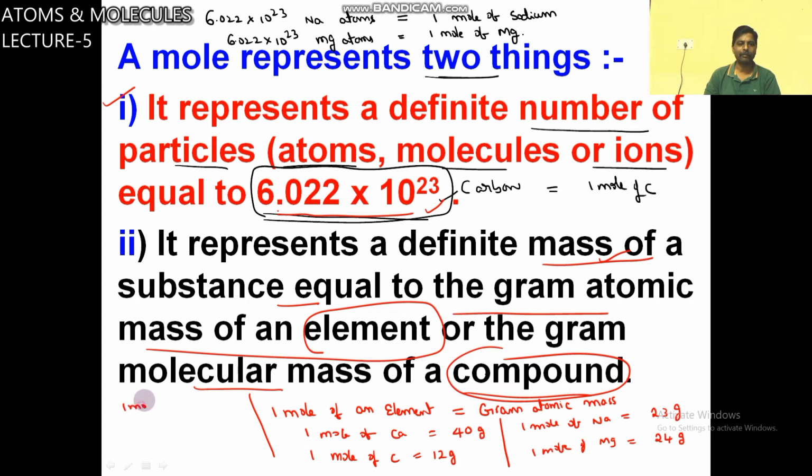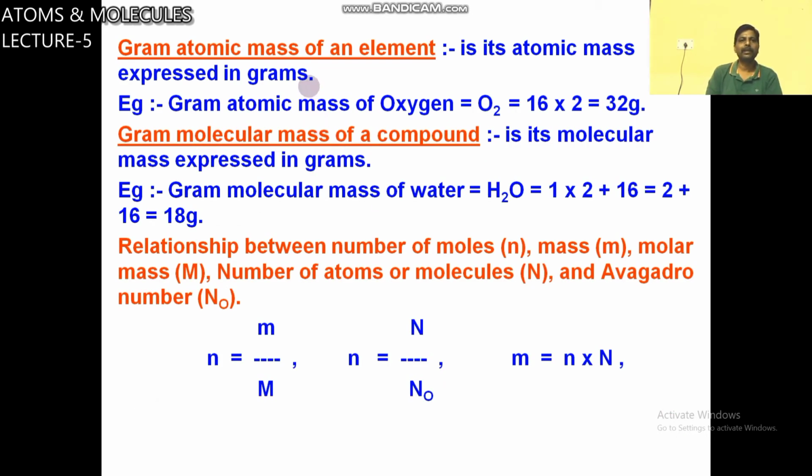1 mole of water, H2O, means you have to take the molecular mass, 18 grams. 1 mole of H2O means 18 grams. So, gram atomic mass of an element means its atomic mass expressed in grams.